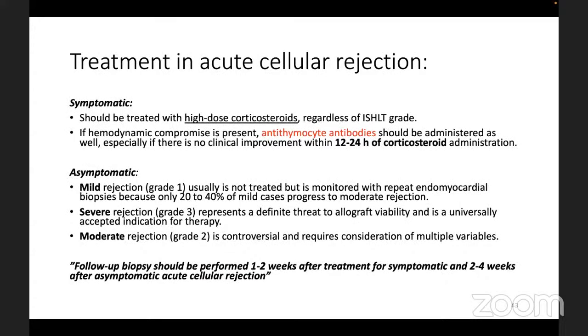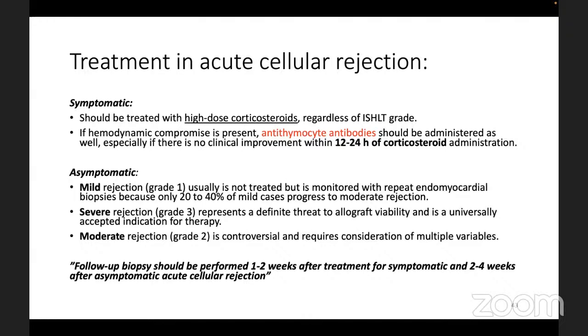The treatment depends on whether the patient is symptomatic or asymptomatic. For symptomatic patients, all of them, regardless of the grade, need to be treated with high-dose steroids. If hemodynamically compromised, and if they're resistant to steroids within the first 24 hours, then the second line would be anti-thymocyte antibodies. For asymptomatic patients, however, we check the grade.